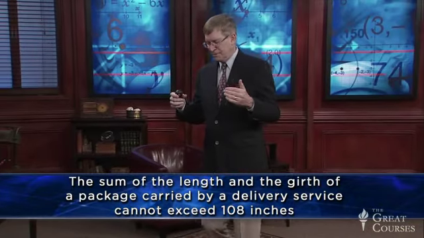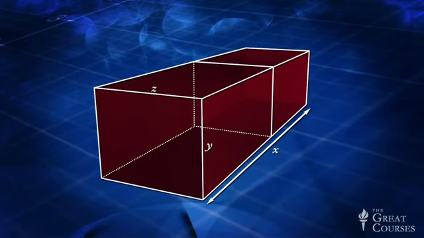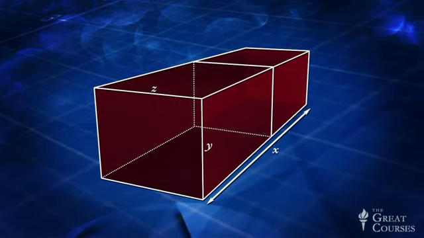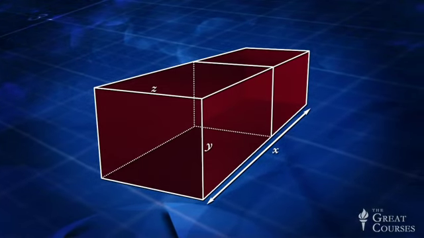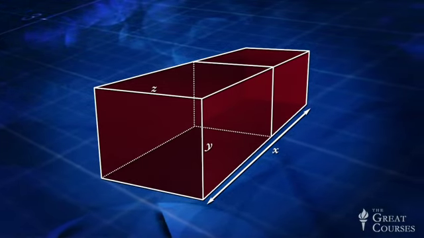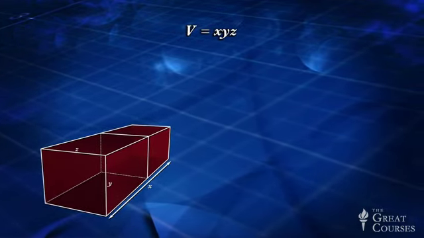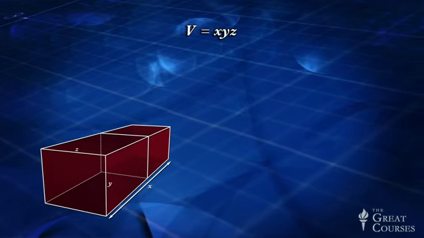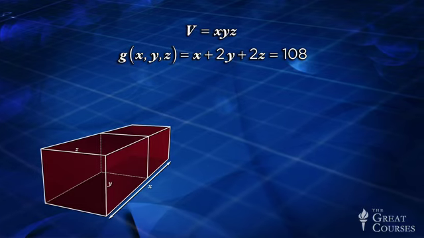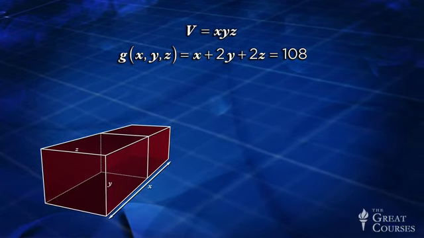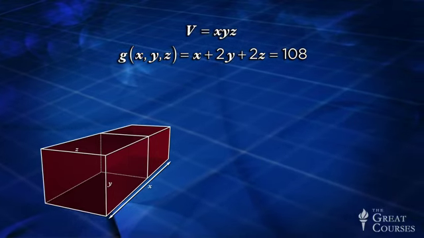So here's our setup in the variables. Let's assume that x is the length of our package and y and z give the girth measurements. So the girth is 2y plus 2z. Okay, we want to maximize the volume, xyz. That's the volume of our package. And the constraint is that x, the length, plus the girth, which would be 2y plus 2z, equals 108. That's our constraint.